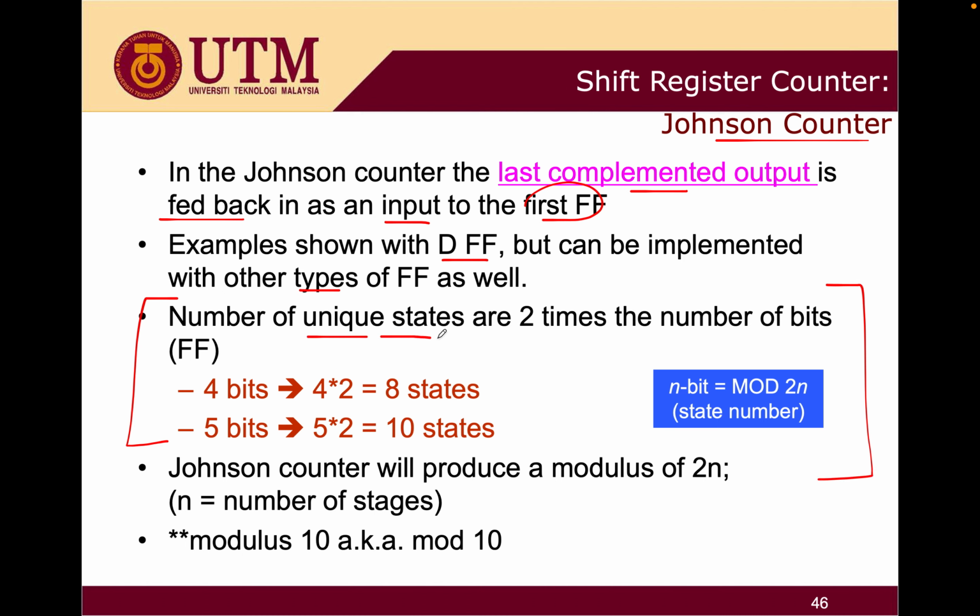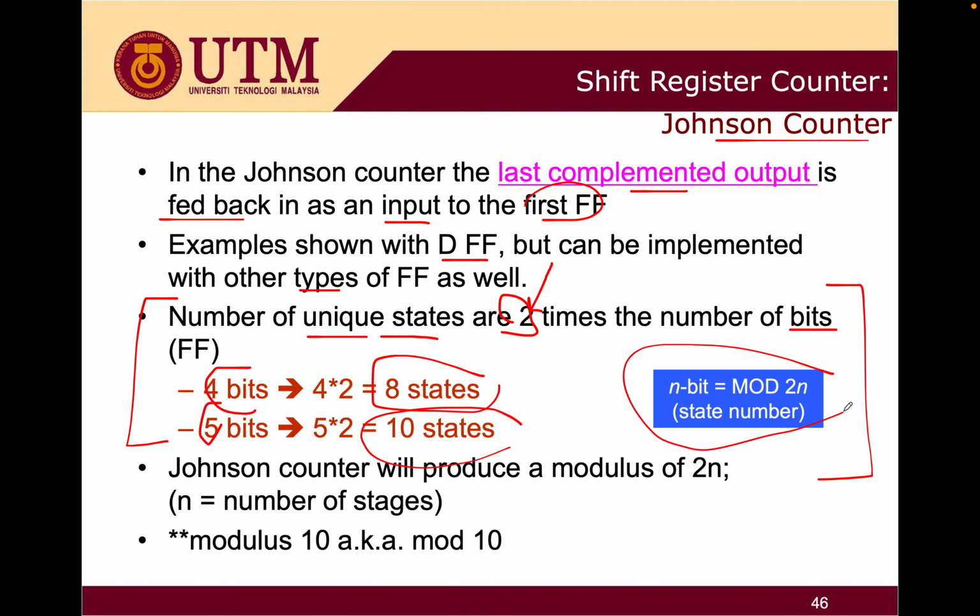Number of unique stages is 2 times. Just now for your ring counter, the stages follow the number of bits, but now you multiply 2 with your number of bits. If you have 4 bits, you will have 8 stages. If you have 5 bits, you're going to have 10 stages. So this is the equation that you need to remember for your Johnson counter. So Johnson counter will produce a modulus of 2n. If 4 bits, you're going to have modulus 8. 5 bits, modulus 10.